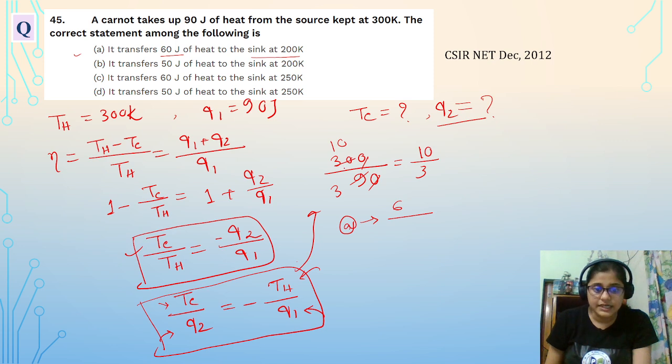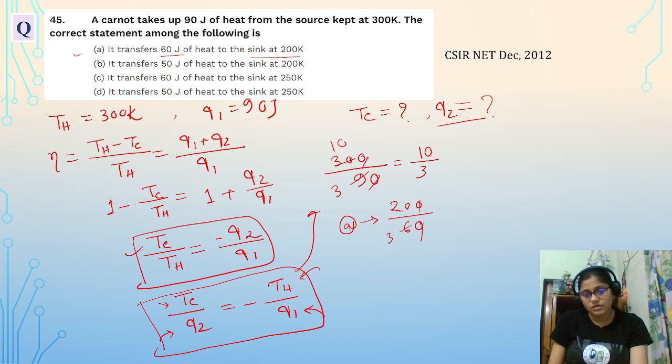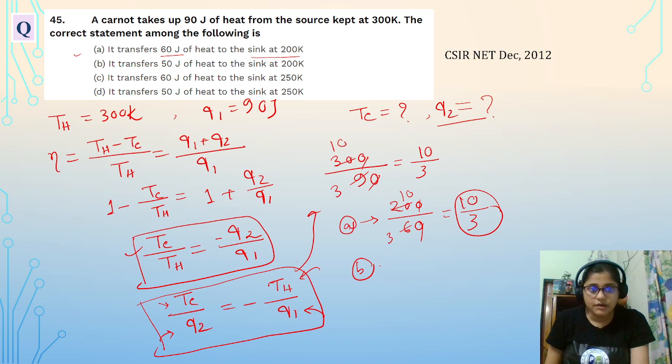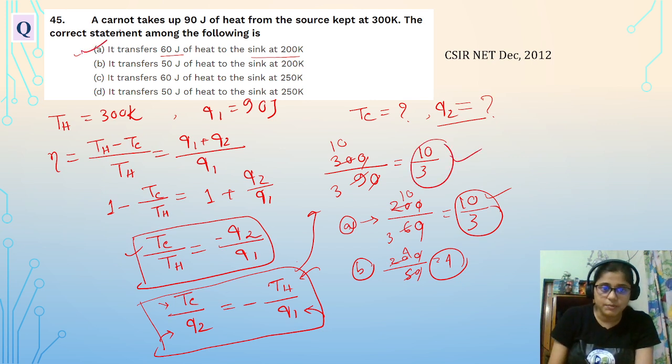Sorry, it was Tc by Q2, so we first write the Tc value, which was 200 K. Let's see another option. For option B, it is 200 by 50, so it doesn't match; it will be 4. But here we could match 10 by 3 and 10 by 3, so the answer will be option 1.